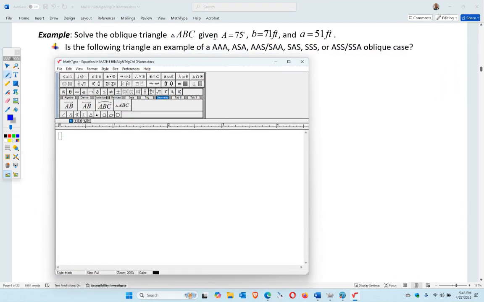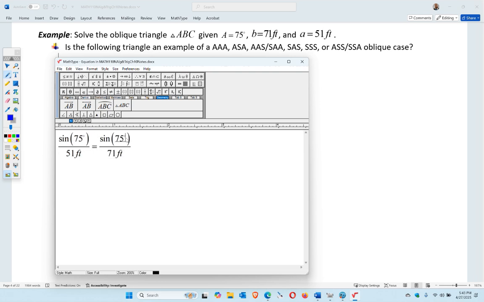I have a comparison. I have angle A to side A and a B. That's it. Okay, let's just put those in and see what happens here. So I have the sine of 75, and that goes with 51 feet. And then we can copy this over here. So we know B goes with 71 feet.